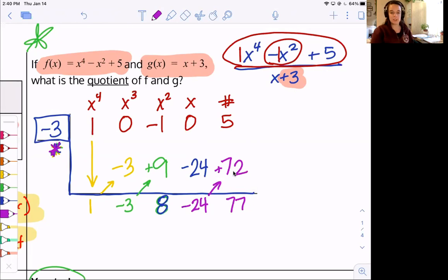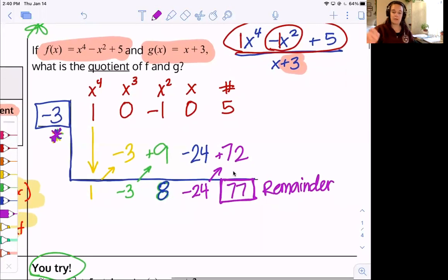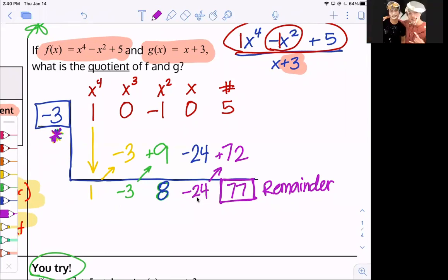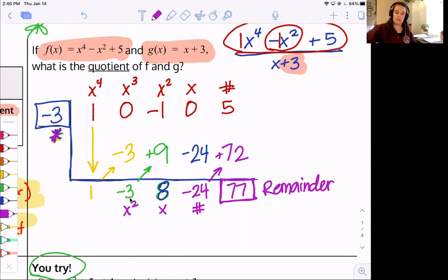So to answer Faith's question, my remainder this time is a number that's different than 0. So we're going to see how we deal with that for this question. Before we get there, my remainder is 77. -24, is that my x's or is that my number? Your number. Yeah, that's my number. I have to start with my number. So then 8 is my x. -3 is my x squared. And 1 is x to the third.